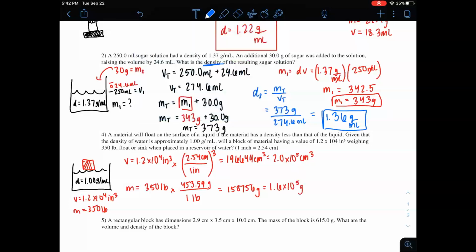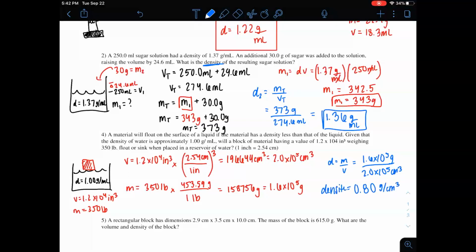Okay, then this simply becomes a plug and chug problem. Density equals mass over volume. So it equals 1.6 times 10 to the fifth grams over 2.0 times 10 to the fifth centimeters cubed. All right, my final answer for this here is 0.80, just to keep those two sig figs consistent, grams per centimeter cubed.